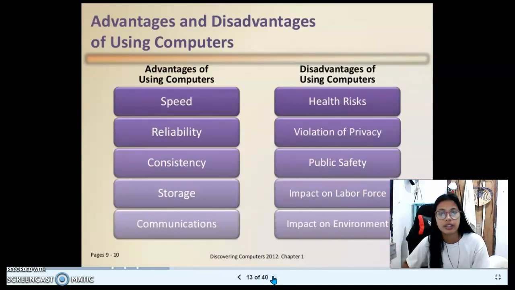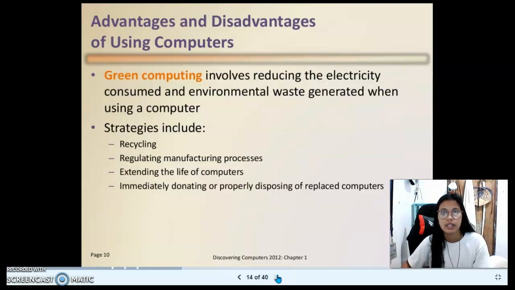So there are advantages and disadvantages of using computers. The advantages are speed, reliability, consistency, storage, and communication. While the disadvantages of using computers are health risks, violation of privacy, public safety, the impact on the labor force, and the impact on the environment.